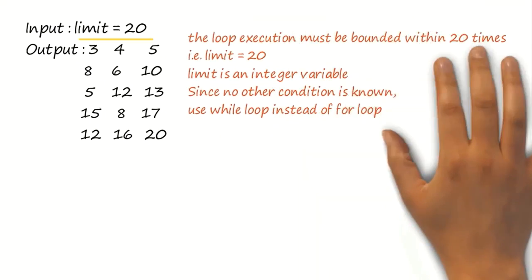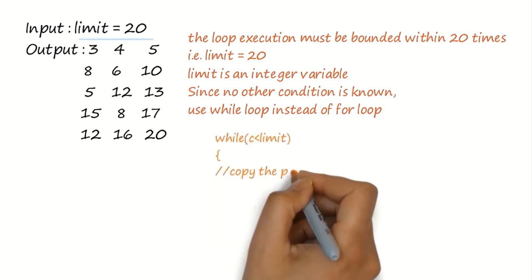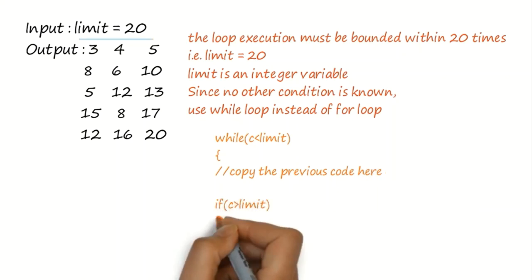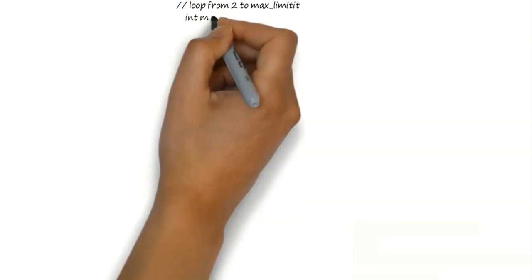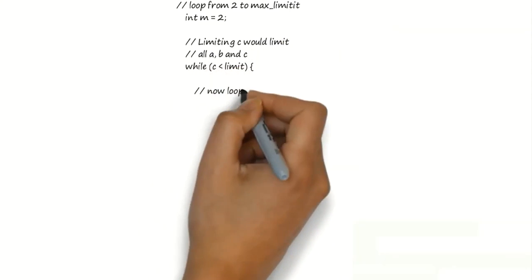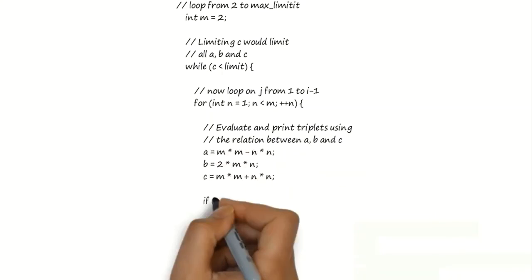Now we have to take a variable limit which will hold the value 20, and since it is the only prominent condition we will have, it is better to use a while loop where c is less than the limit. Why c? Remember, c is the variable in which we are calculating the third formula of the triple, and this loop will break when the value of c exceeds the limit. All the concepts are combined together here to form the nested loop, meaning the for loop is nested within the while loop.